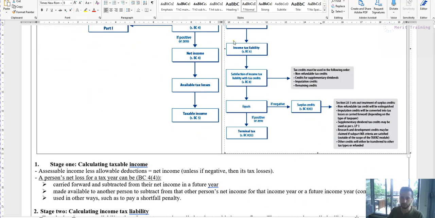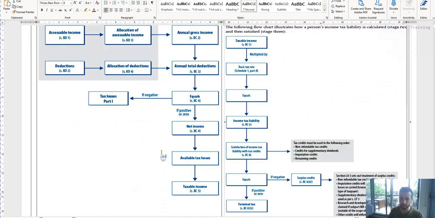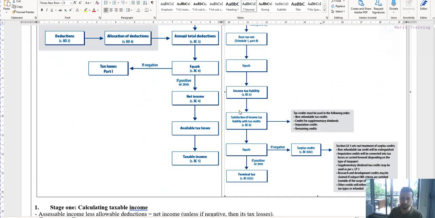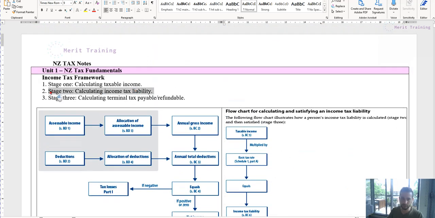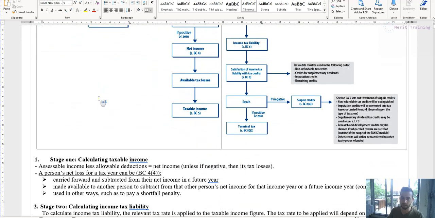Okay, so we know how much your income tax liability is. So let's say you're a company, you've got to pay $28,500 if you've got $100,000 income, or an individual, and I won't be able to do this in my head, but you've got to pay, let's say, $20,000 if you're an individual. That's your income tax liability. So this is stage 2. The final stage 3 is, do you have any credits that you can offset against that amount? Because this is the final amount that you actually pay the government.